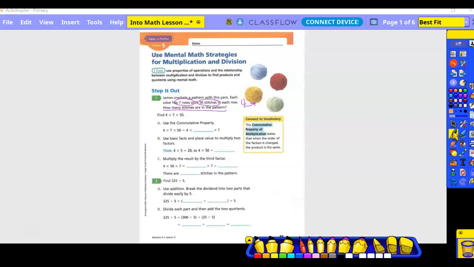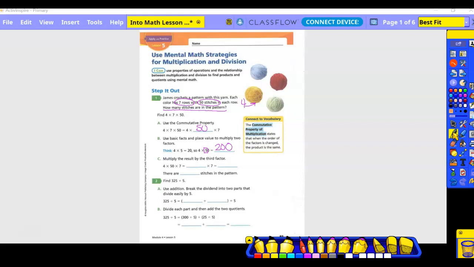So we can use the commutative property. And what does that mean? Is that where we just reorder it? Yeah, so we can put things that go by each other. So 4 times 50 times 7. Okay, so then they want us to use our basic facts. So if we put 4 times 5 is what? 4 times 5 is 20, and then add another 0.